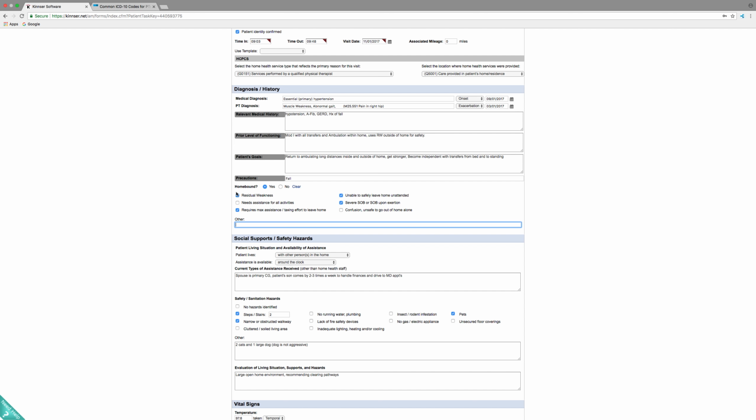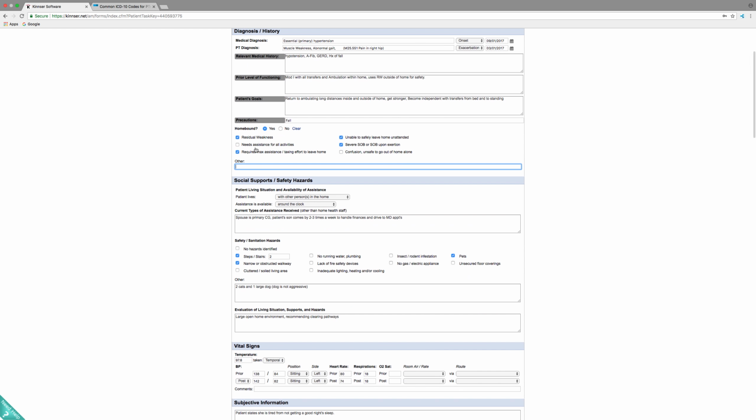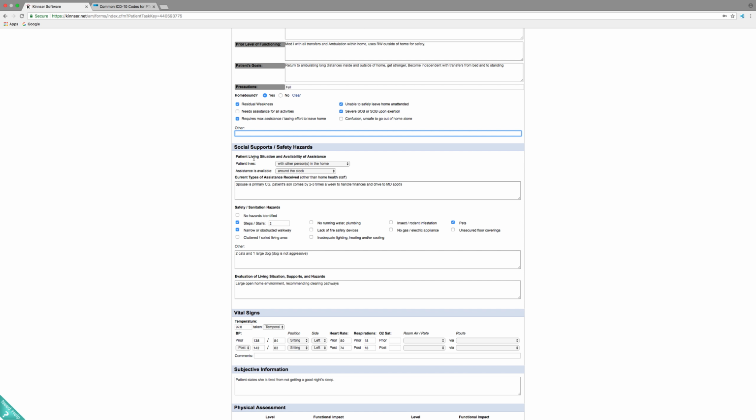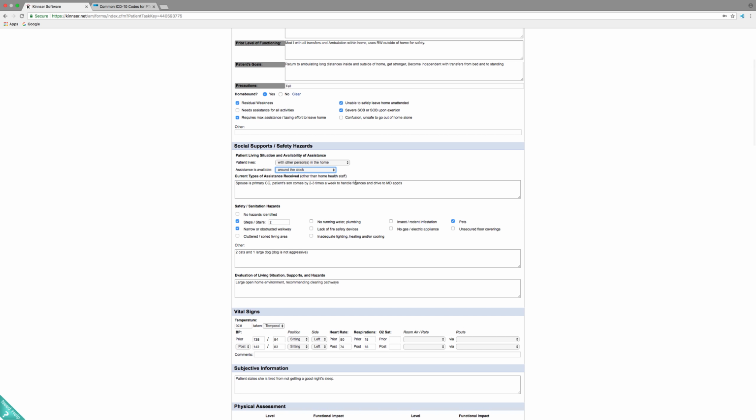And in this situation, 4 of the 6 pre-labeled reasons applied to this patient. So always make sure you click this box, very important. Social support, this is all pretty straightforward. Who the patient lives with, how often they receive assistance. Always good to add some content here. Spouse is the primary caregiver. Patient's son comes 2 to 3 times a week, handles finances, and drives patient to MD appointments.